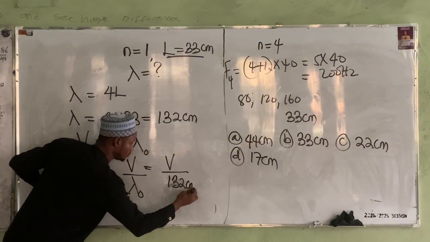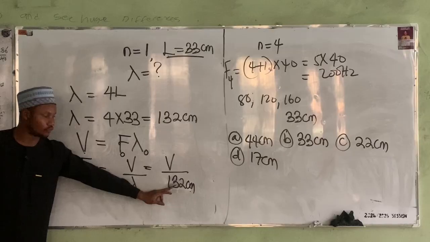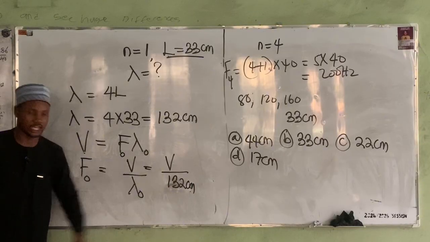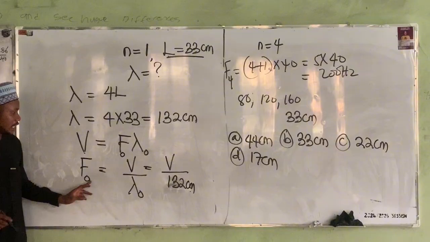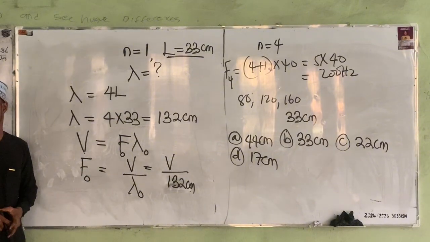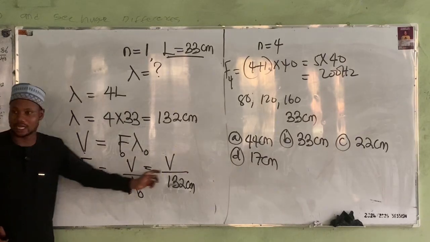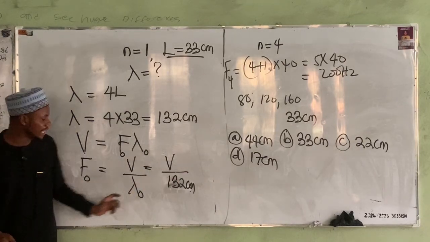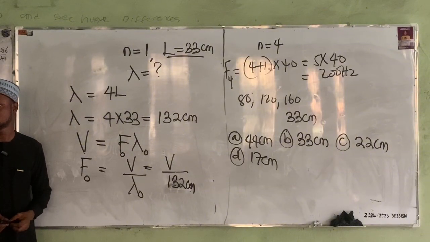132 cm. Please take note. So our F naught is equal to V over 132 cm, the fundamental frequency. But after this, we can now calculate the first overtone wavelength. Please just write. We have calculated the fundamental frequency. The next step is to calculate the first overtone frequency.